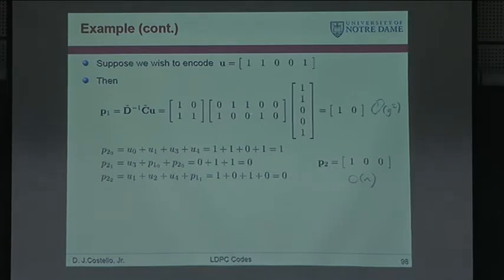So we've got P1. These are the equations. This turns out to be the inverse of D tilde. This is C. And if we had an information sequence U, we just do this operation and we get 1, 0 for P1.